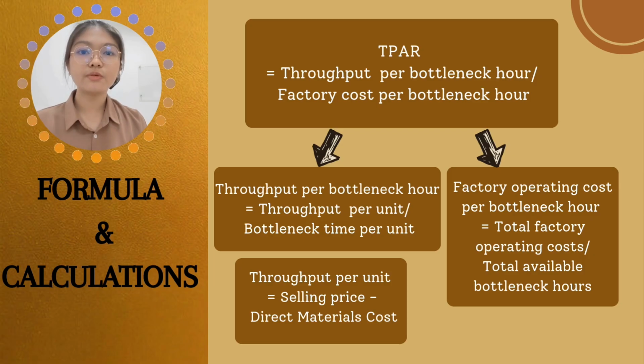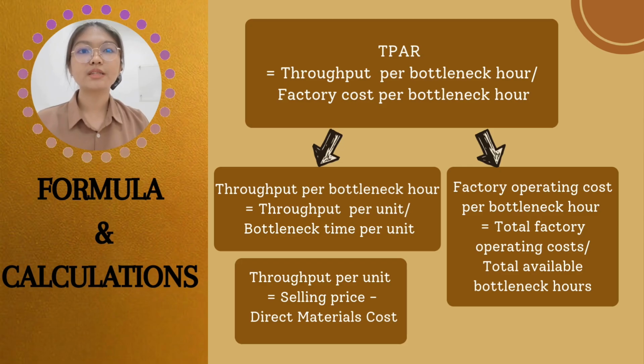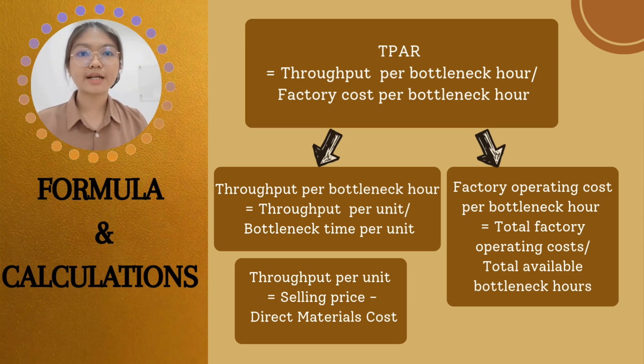First, on the left, we have throughput per bottleneck hour. This is calculated by dividing our throughput per unit by the bottleneck time per unit. Throughput per unit is simply the selling price minus the direct material cost. In throughput accounting, only direct material costs are treated as variable costs, while labor and overhead costs are treated as operating expenses.